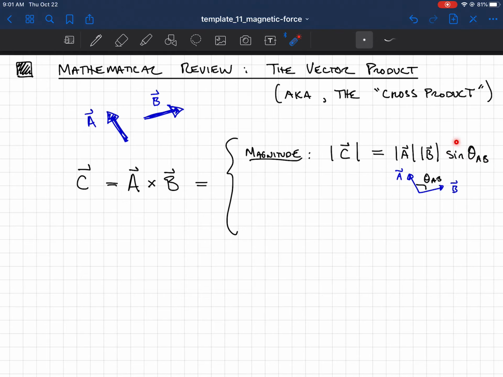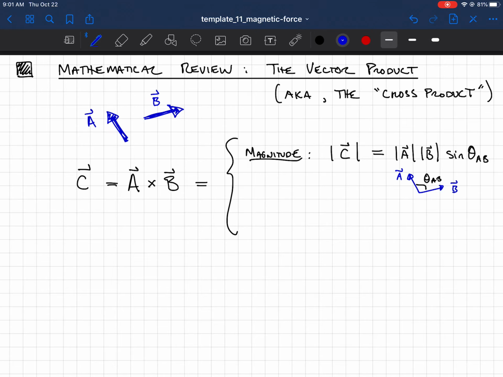And because this is sine, you can see that if the angle between them is 0, meaning that they're parallel, then you would get a 0 here. So the magnitude of the cross product between parallel vectors is 0, and the maximum value that you get is when sine is equal to 1, so that's for an angle of 90 degrees. So when you have perpendicular vectors, you get the maximum cross product. Parallel vectors, you get a 0 cross product magnitude. But that's just the magnitude. That's not the whole vector.